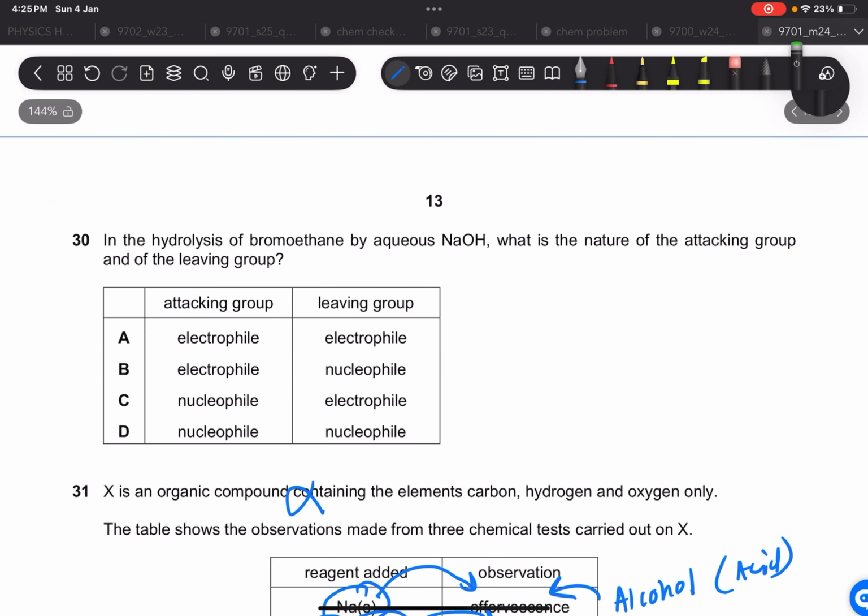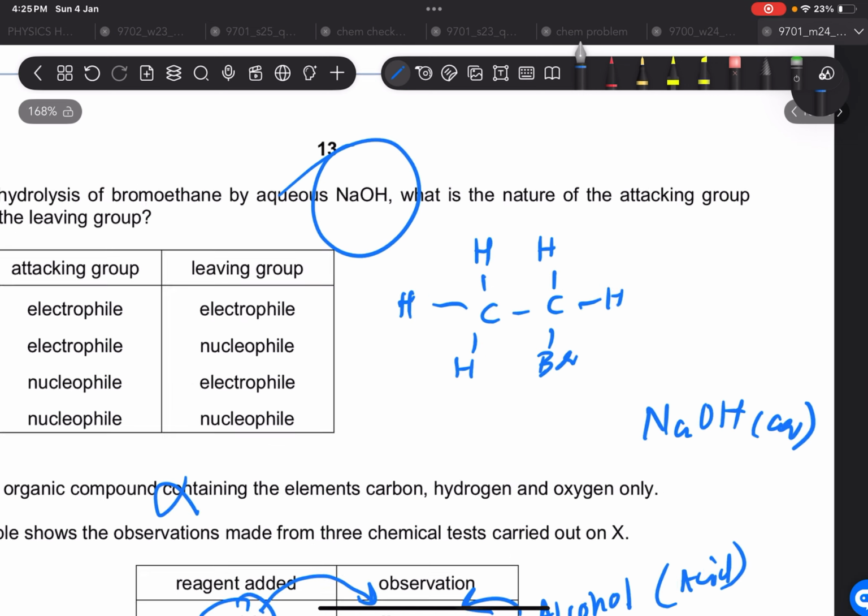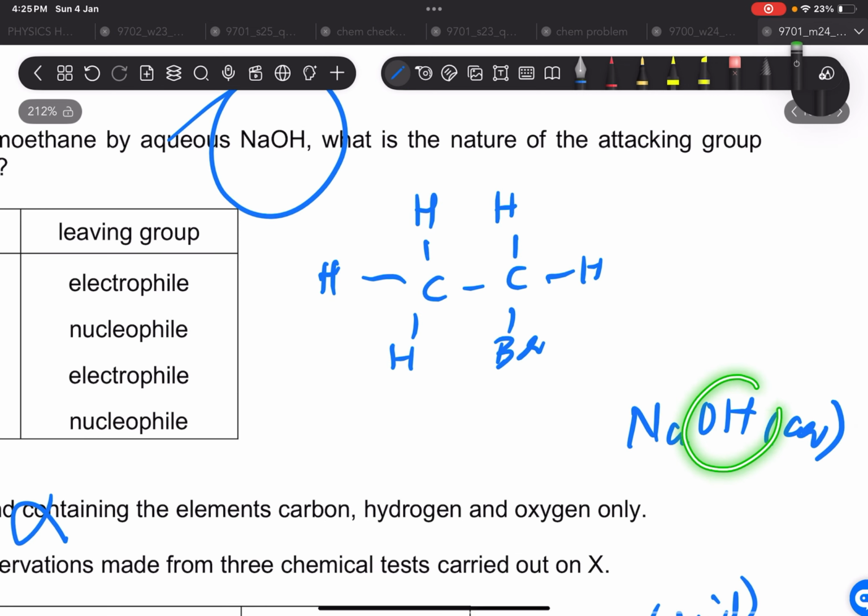Okay, in the hydrolysis of bromoethane by aqueous NaOH, what is the nature of the attacking group and of the leaving group? Okay, hydrolysis of bromoethane. Let's draw bromoethane. Okay, H, H, H, H, H, by aqueous NaOH. So you have NaOH and that's aqueous. So what happens is that, look, this OH is going to replace this bromine, and you're going to form a primary alcohol.